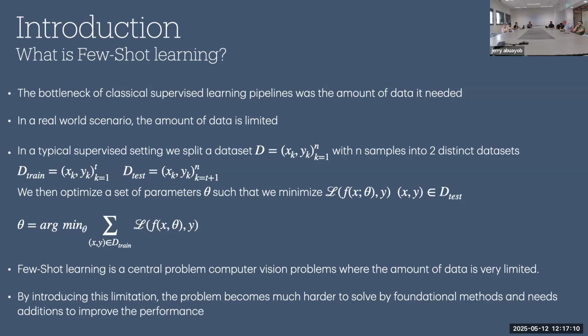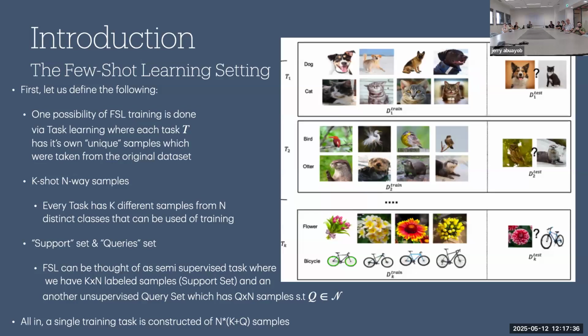Okay, so few-shot learning is a central problem in computer vision. It's not only tackled in computer vision, but what I'm going to talk about here is specifically the computer vision part of few-shot learning. By introducing this limitation, it becomes much harder to solve by foundational methods, and we need to tweak things around a little bit and present additional improvements. Let's talk about the setting. I'm just going to say this is one of the settings to tackle few-shot learning.